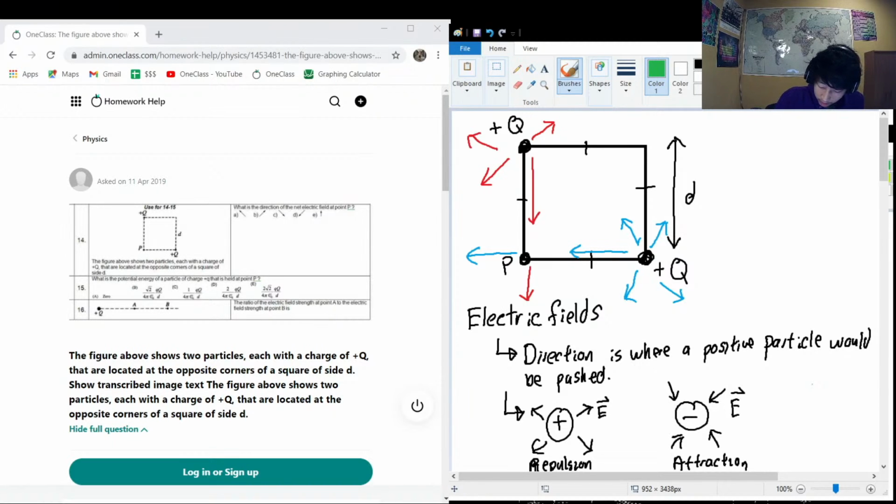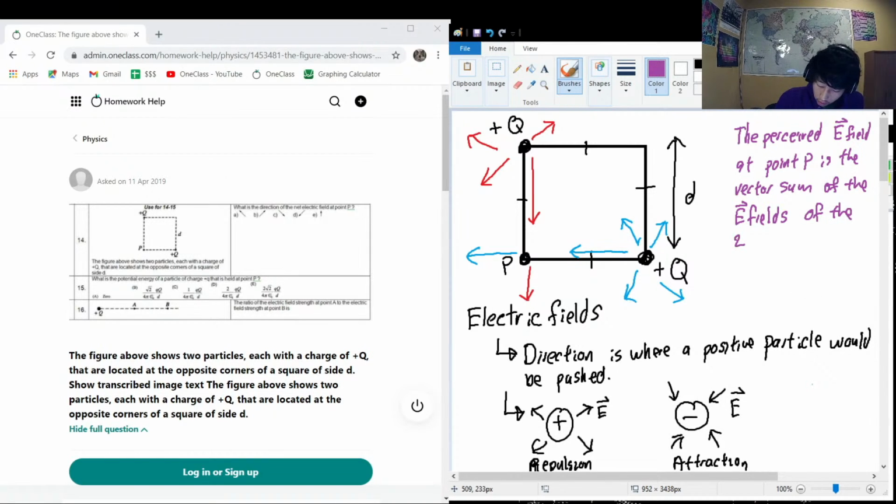And what's really going on, let's write this in purple, the combination of red and blue. So the perceived E field at point P is the vector sum of the E fields of the two charges.